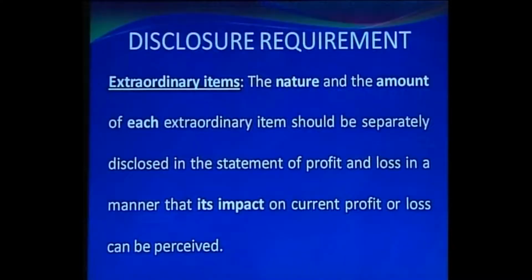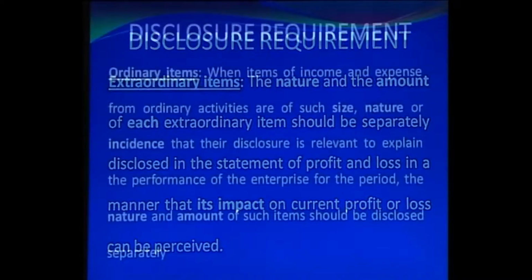So, this was accounting standard 5. Now, let us see what the disclosure requirements under accounting standard 5 are. First of all, extraordinary items. Let us understand how we need to show their disclosure. The nature and the amount of each extraordinary item should be disclosed separately because it is a non-recurring item and we have to show it in our P&L statements properly and separately so that its impact on current profit and loss can be perceived and we can account for it in a distinct manner.